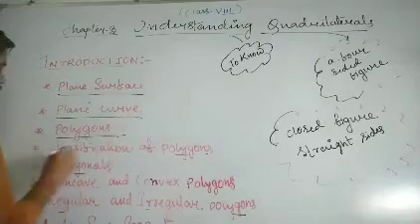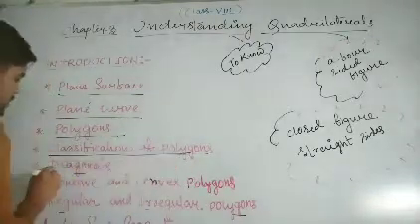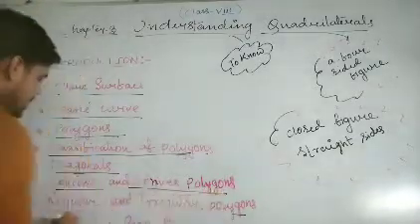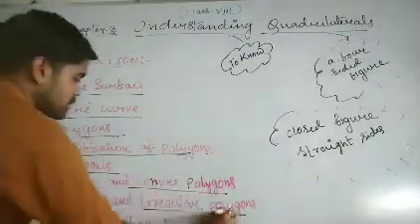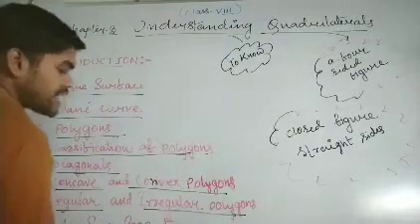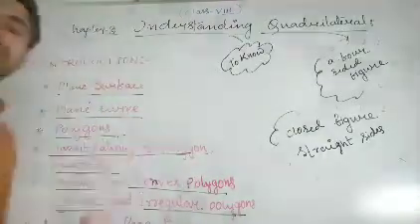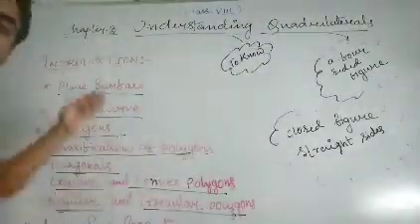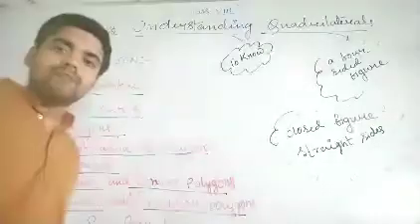Next one is polygon. Next one is classification of polygon. Next one is diagonals. Next one is concave and convex polygon. Next one is regular and irregular polygon. Next one is angle sum properties. Next one is sum of exterior angles. So these are the contents we will learn in this chapter.